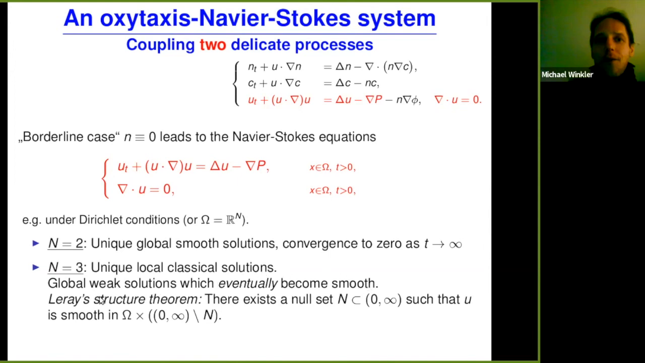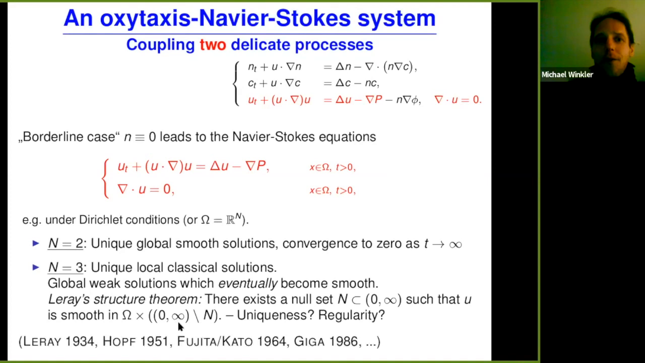Moreover, let me do this as a side comment, you have a Leray structure theorem, which says that these global weak solutions are at least generically smooth, in the sense that you can find a null set of times such that outside this null set, the solution is nice and classical. And there are the standing open questions. I need not describe them in detail here. There's a literature which would fill a whole talk alone, but I cannot go into details. This is all well known.